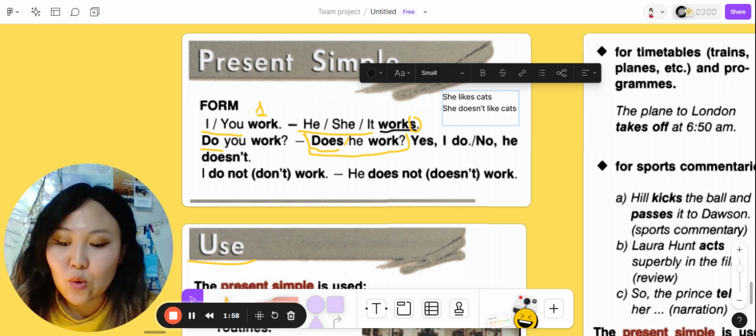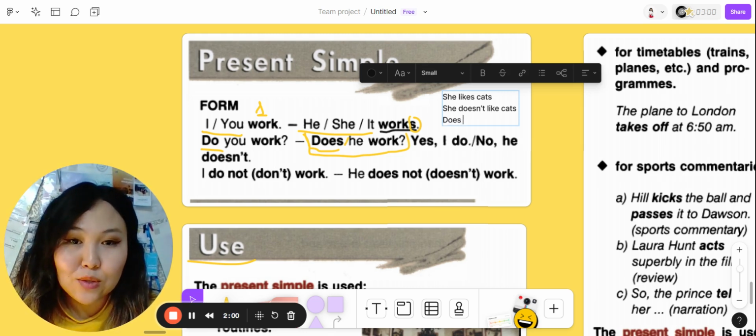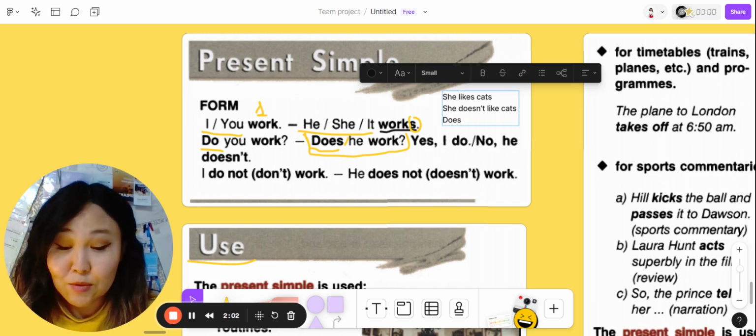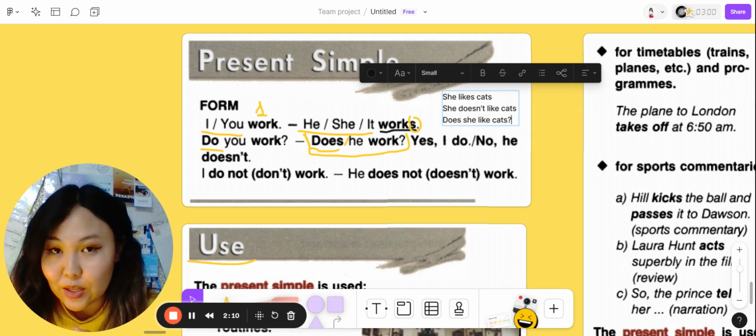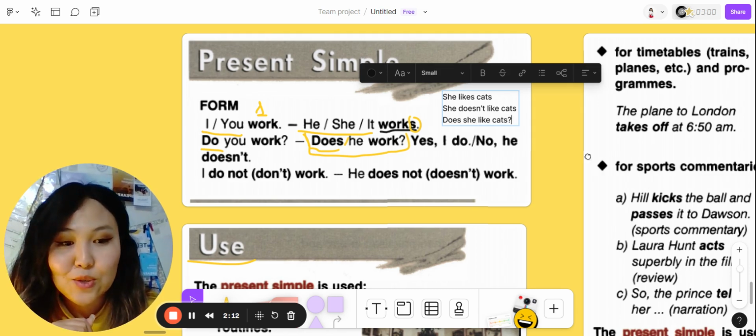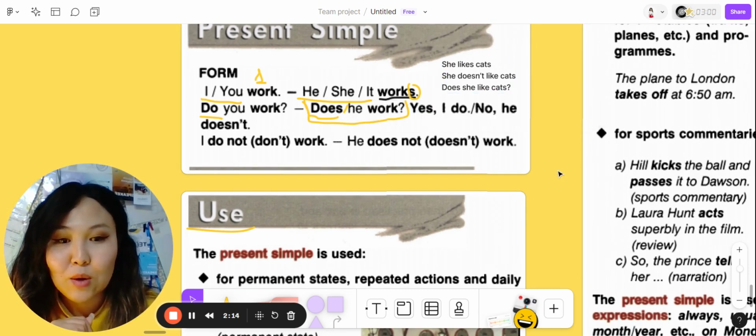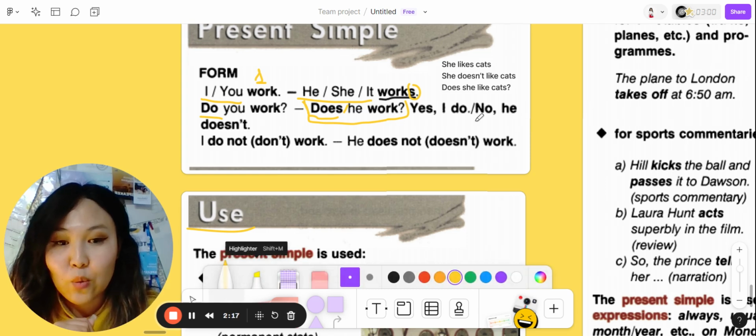If we make a question, we use auxiliary verb in the beginning of the sentence before the subject, and it sounds like does she like cats? Okay, so I'm sure you know it really well. Then we are going to talk a little bit about short answers. We have some examples of them.